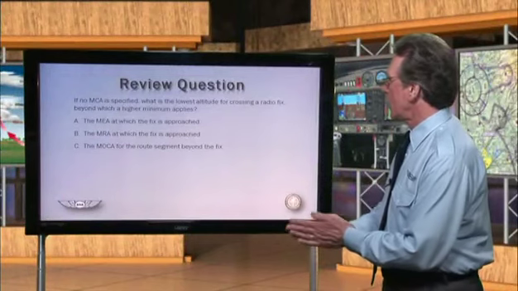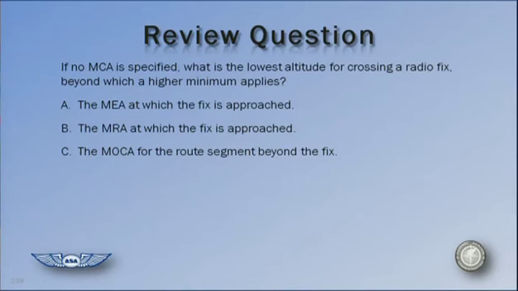Welcome back. Let's take on some questions here and review. If no MCA is specified, what is the lowest altitude for crossing a radio fix beyond which a higher minimum applies? Which is true?